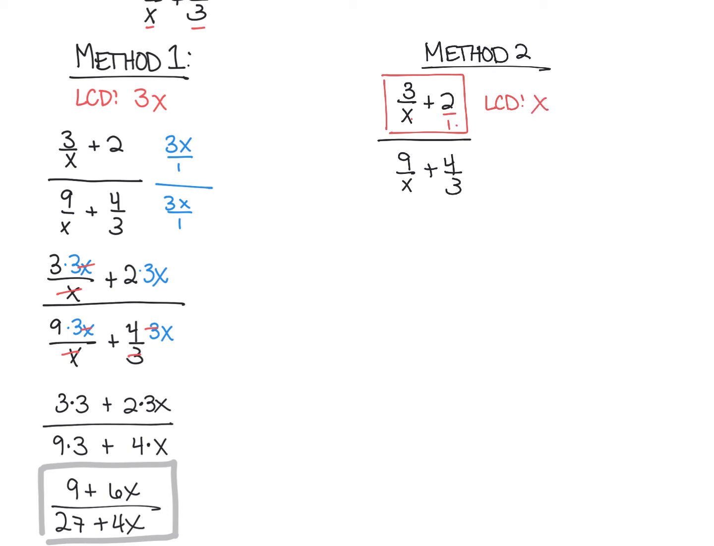So I'm going to multiply each of these fractions by what's missing. So I had 3 over x. I don't need to multiply that by anything.